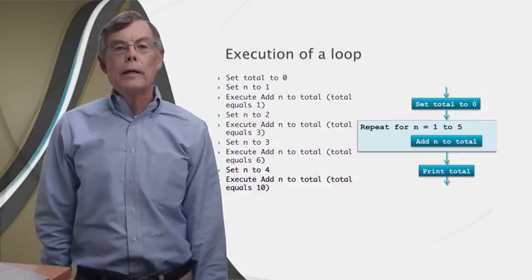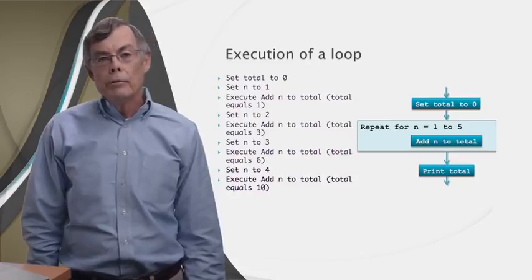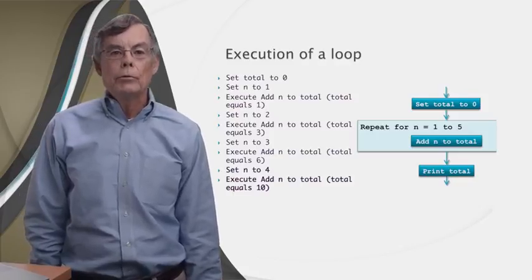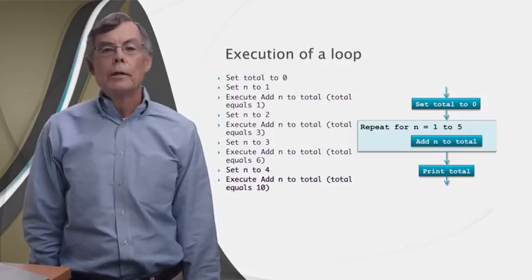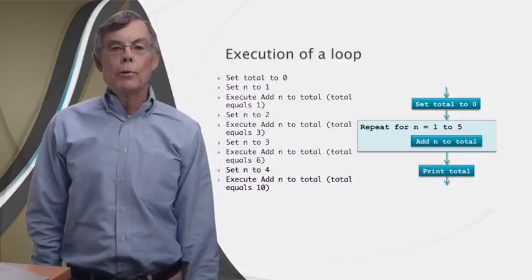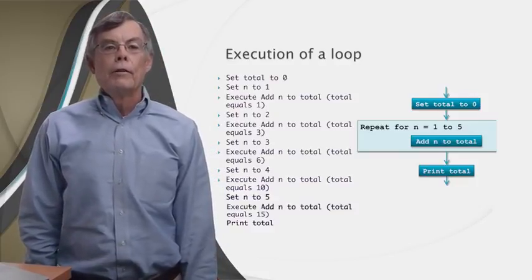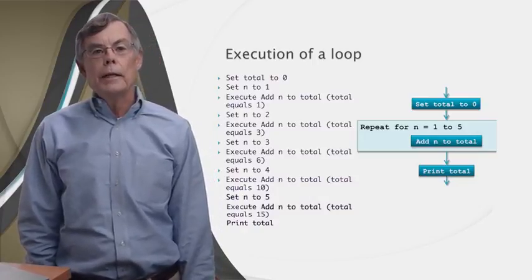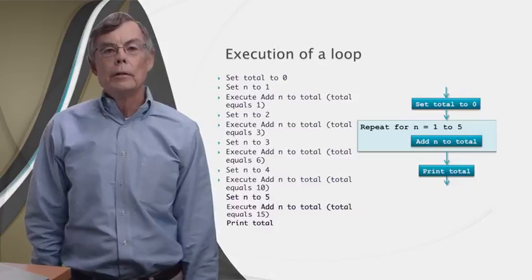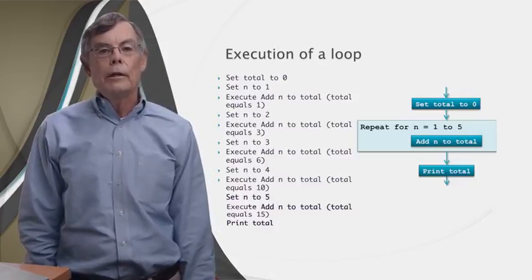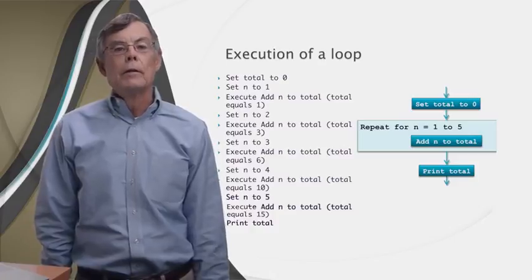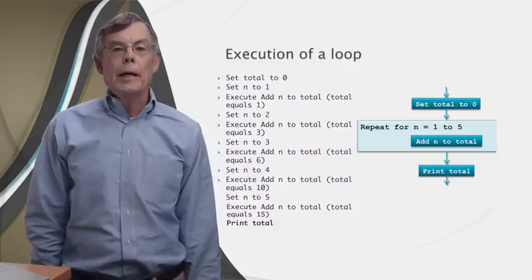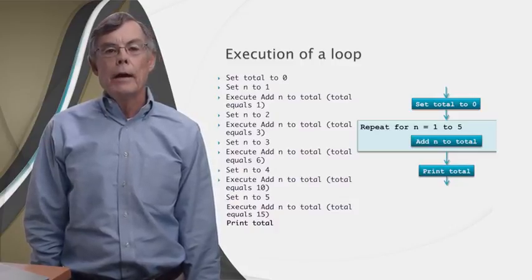For the fourth iteration, n is set to 4. And as in every iteration, n is added to the total. Now total equals 6, n equals 4, so total equals 6 plus 4, which equals 10. And that's the end of the fourth iteration. For the fifth iteration, n is set to 5. Again, n is added to the total. Now total equals 10, n equals 5, so total becomes 15. That's the end of the fifth iteration, and we've hit the end of the list of values for n, so the loop ends. And finally, we get to the statement after the loop, which prints 15, and our algorithm is done.